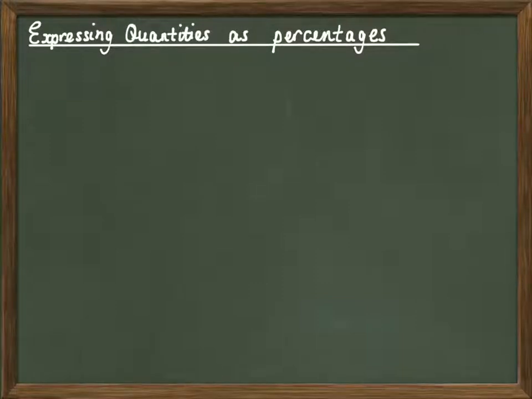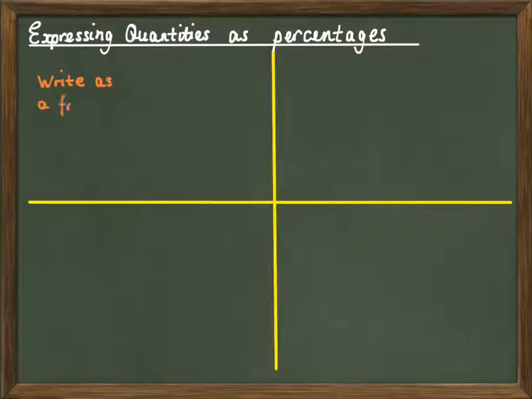Now, there's one key thing you have to remember here, and that's the way that you structure and set out your answer. The first thing is to write as a fraction. So if we use the example I just said, 30 out of 50, you're going to write 30 over 50. That means you had 30 out of 50.